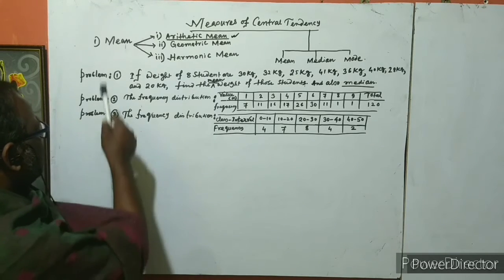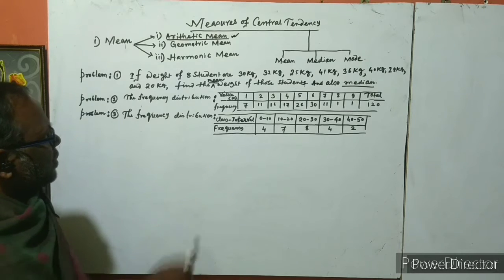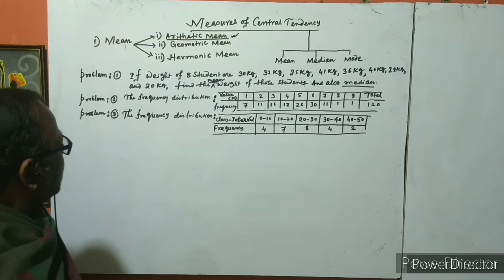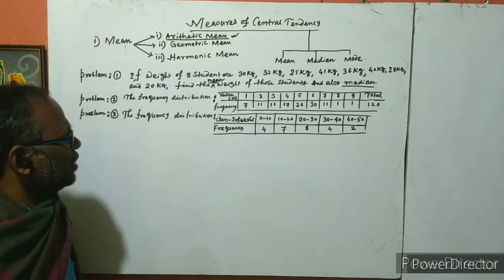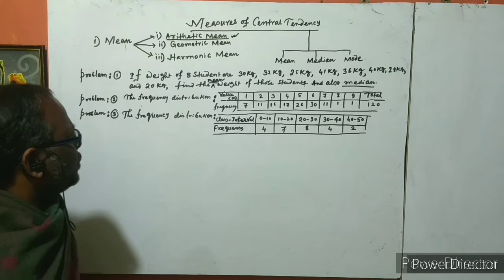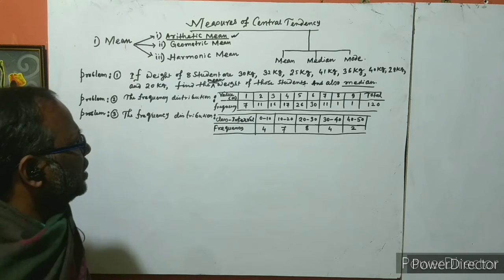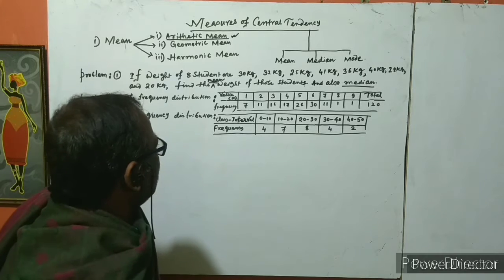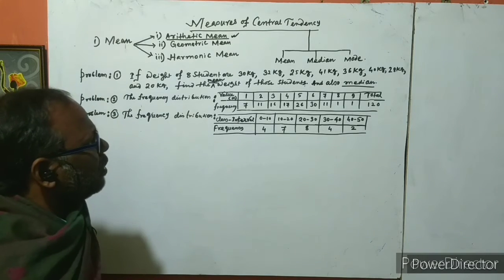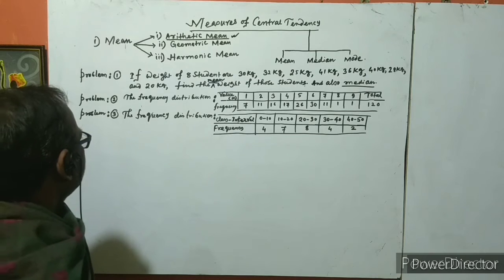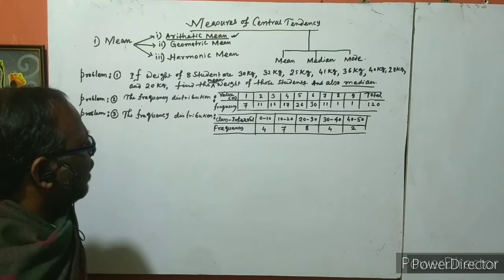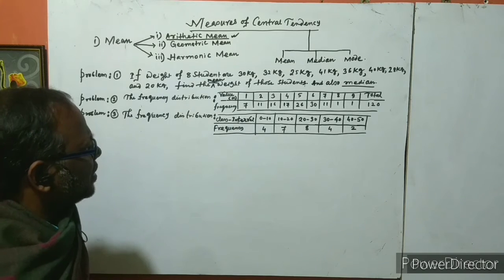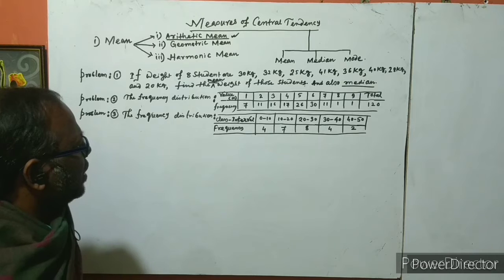I want to introduce three problems about this discussion of mean, median, mode. In question number 1, let us assume there are 8 students in your school, and their weights are 30 kg, 32 kg, 25 kg, and so on. Find the mean weight and also the median weight. And in the second problem, a frequency distribution is given. The values are 1, 2, 3, 4, 5, 6, 7, 8, 9, and their frequencies are 7, 11, 16.